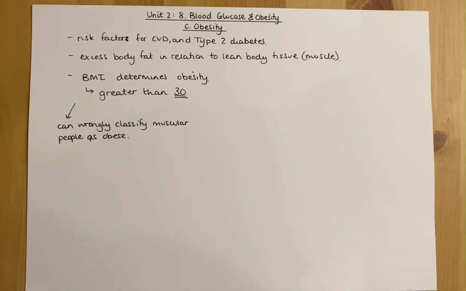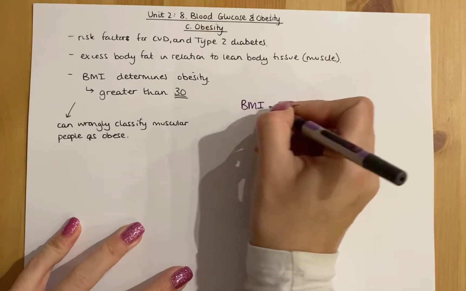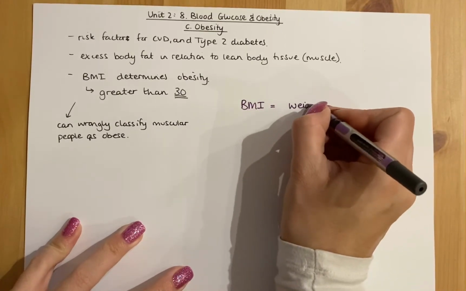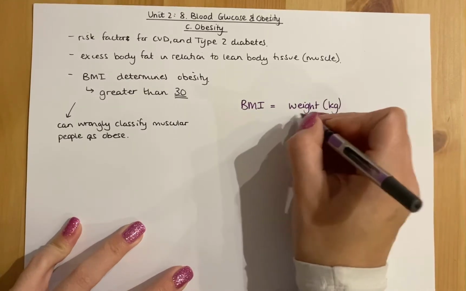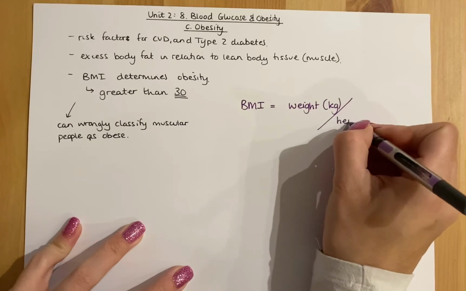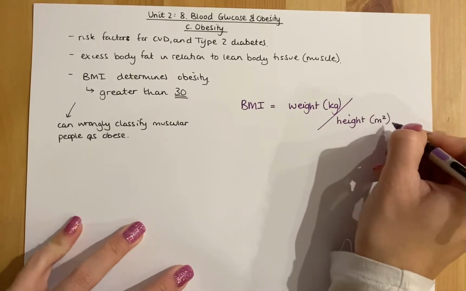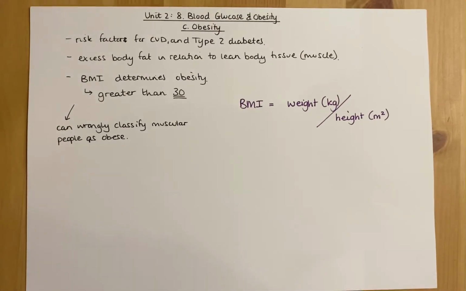So you need to know the BMI equation. So BMI is calculated using two values. It would be your weight measured in kilograms divided by your height in meters squared. So I'm going to show you a few examples of this just to work through.